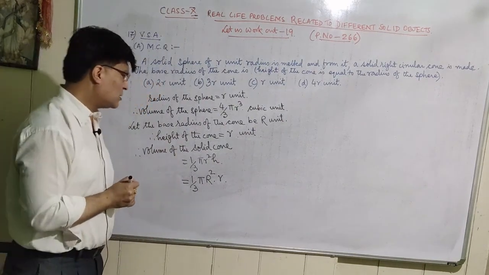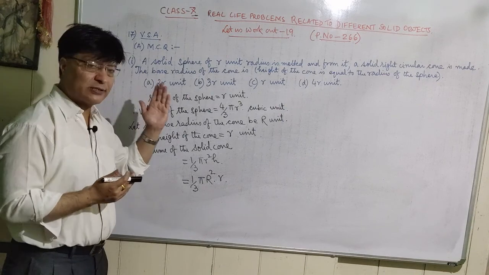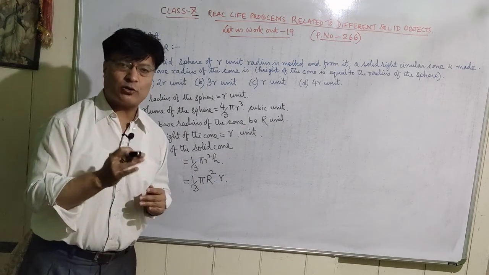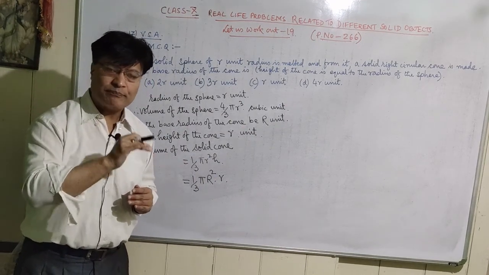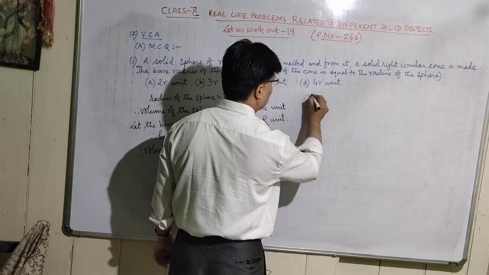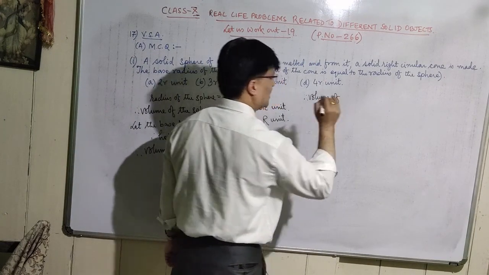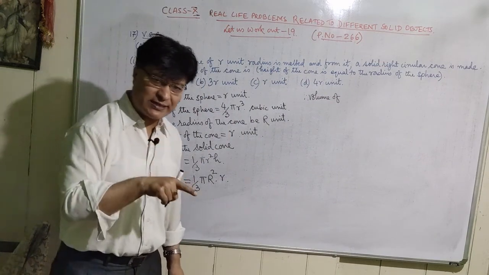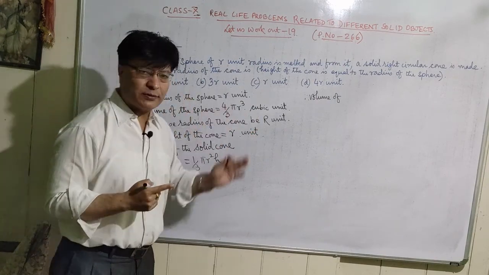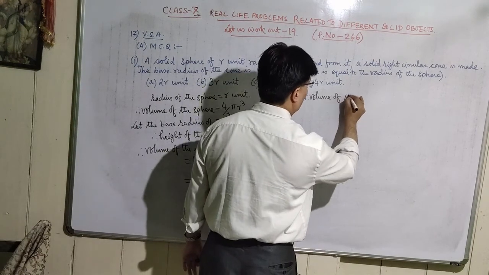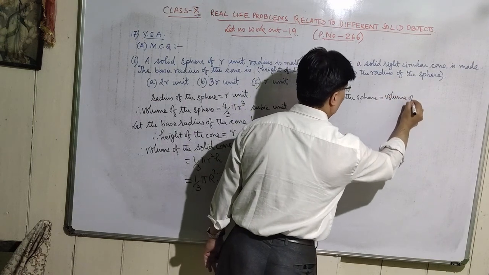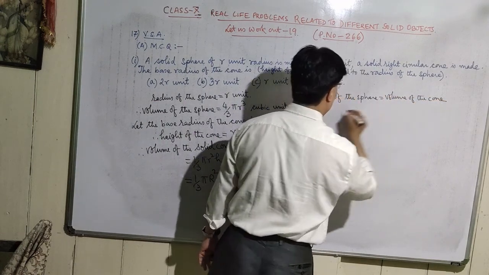Is that understood now? So let us use the concept here, that is volume of the cone is equal to volume of the sphere, because here the sphere is melted and a right circular cone is made. That means since the sphere is melted and from here a cone is made, we can understand that volume of the sphere is equal to volume of the cone.